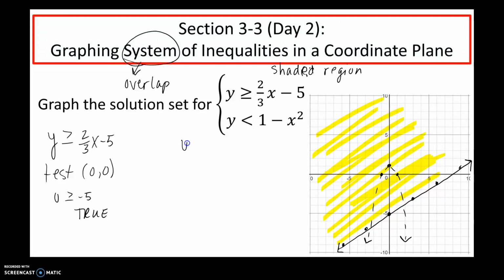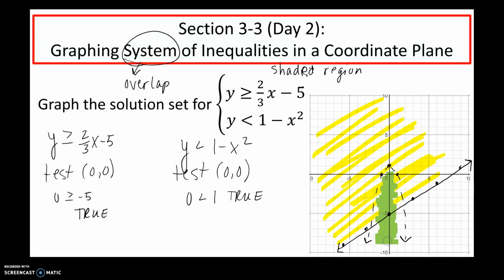So when I look at my quadratic, I'm going to again test the origin, 0, 0. Is 0 smaller than 1? That's a true statement. All right, so let me get my different colored highlighter. So now for my quadratic, I'm going to shade inside that parabola. So now the solution to this is the overlap of those 2 highlighted regions. So the solution, all the ordered pairs inside the parabola but above the line, would make that system of inequalities true.